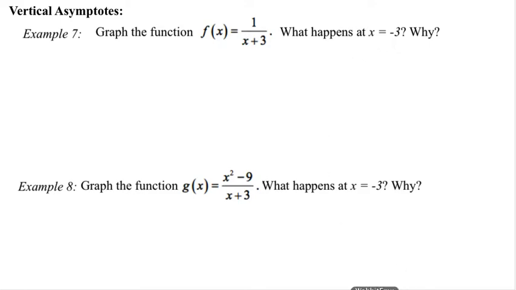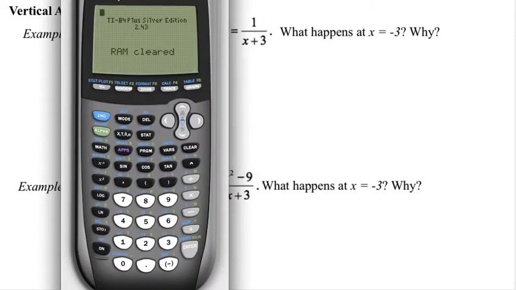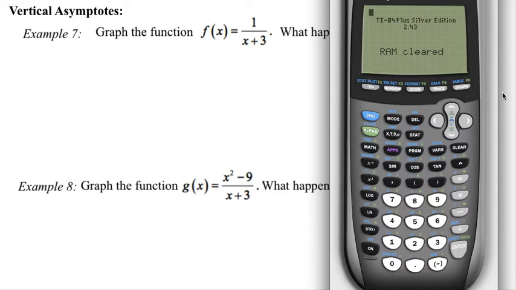Let me pull up my graphing calculator here. And we want to put in that equation. So we want to put in y equals 1 divided by, and make sure you use your parentheses here, x plus 3. And close your parentheses, and then we're going to hit graph. And something's going on at negative 3. So what is going on in this function?